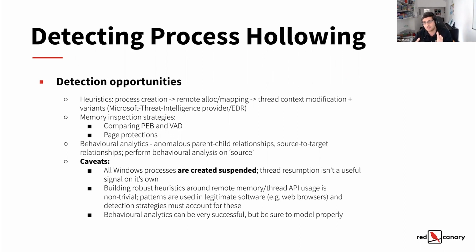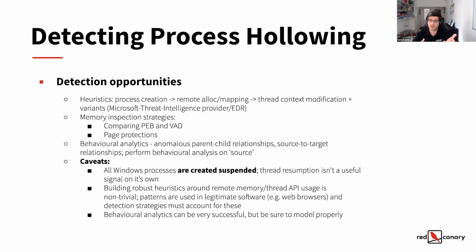So that's how the heuristics are able to be built. The other strategy is using memory inspection. Erika also touched on this. You can compare the PEB view of the loaded modules, or more specifically the primary image, and the view of the VAD. And if there's some discrepancy there, either by virtue of there being a difference in the backed image of the section or the base address itself, one might use that as a signal.